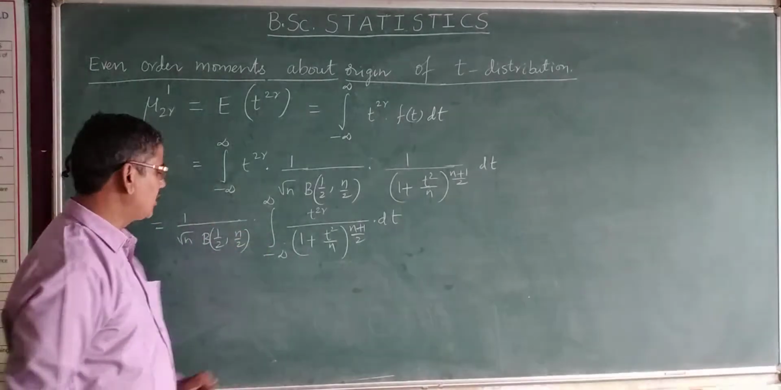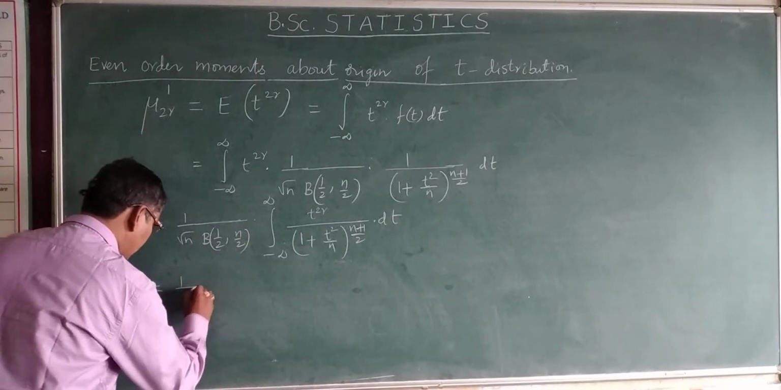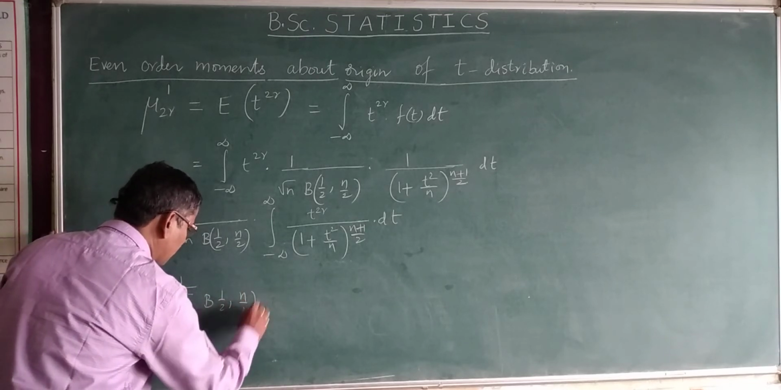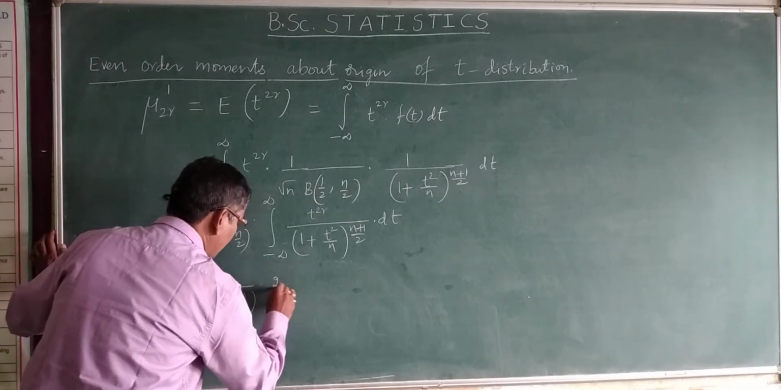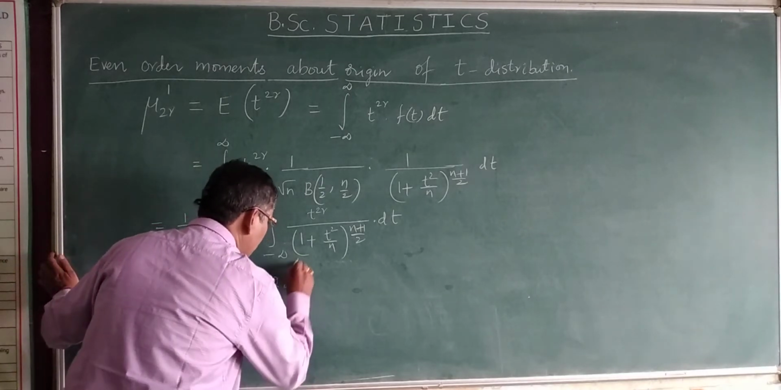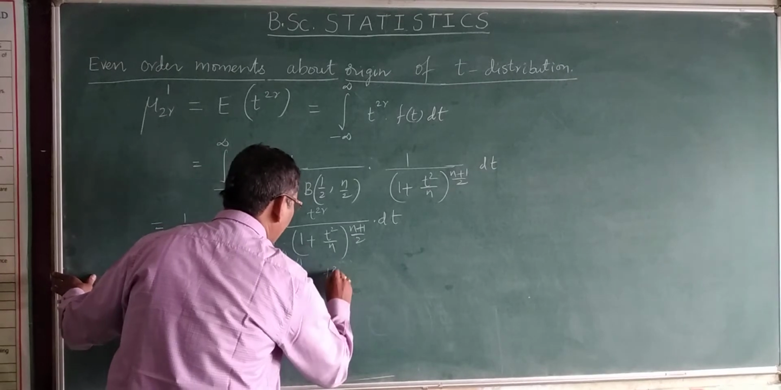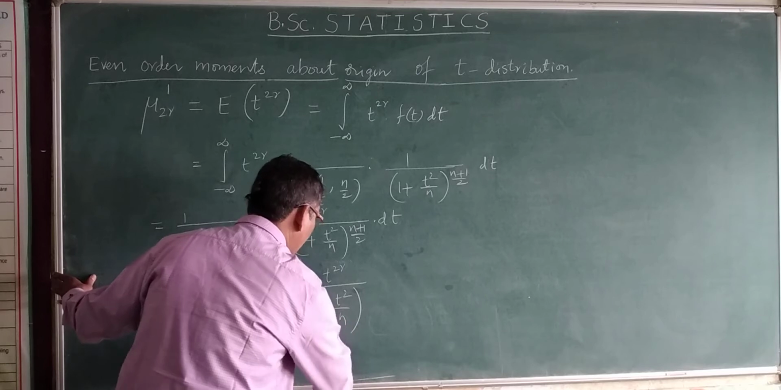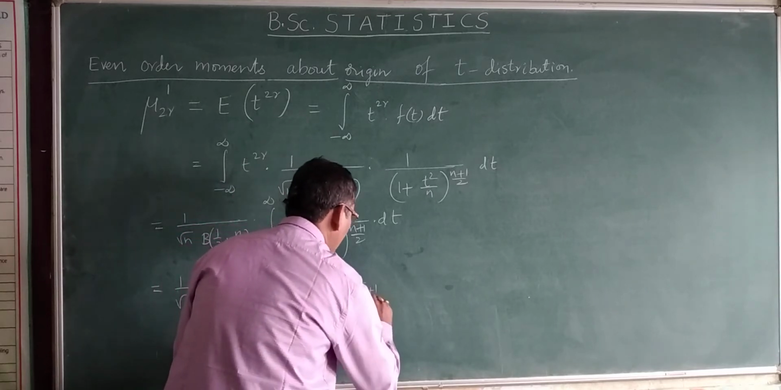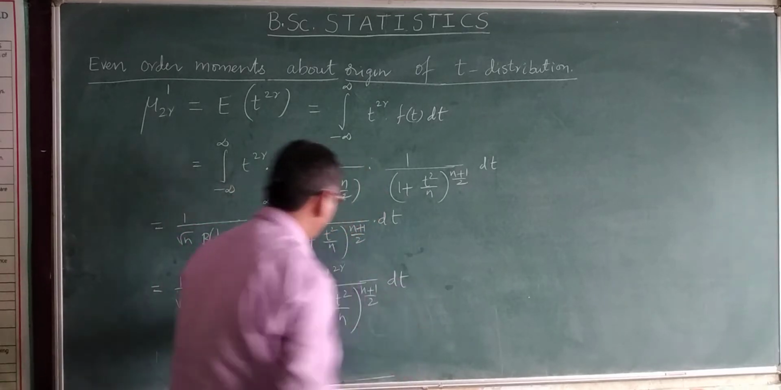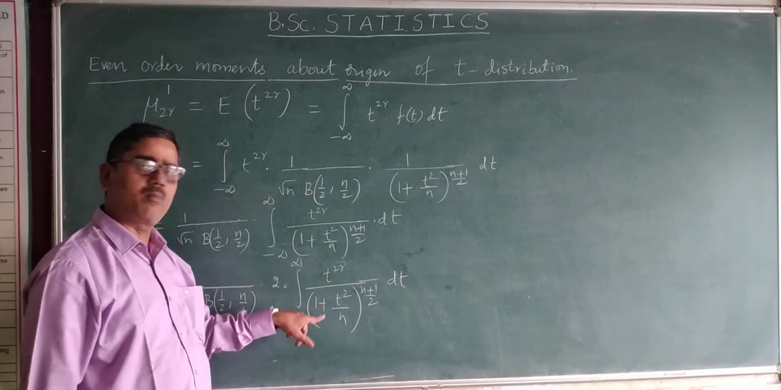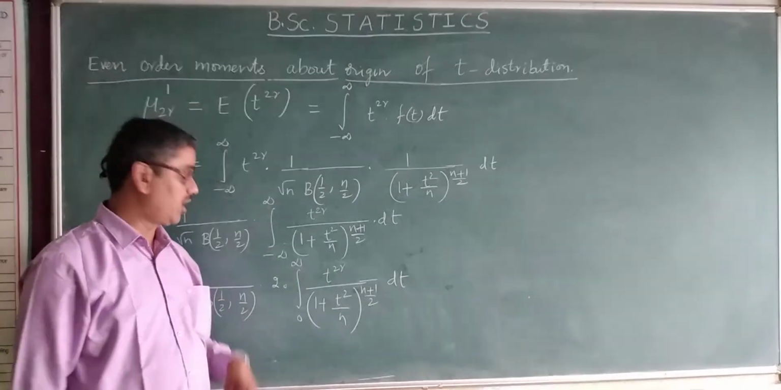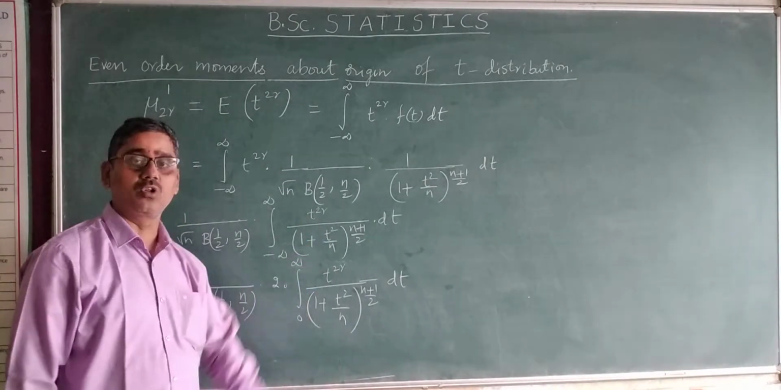So for minus infinity to infinity, we can write it as 1 by root n beta of 1 by 2, n by 2, times twice the integral 0 to infinity t power 2r divided by 1 plus t square by n the whole power n plus 1 by 2 dt. Since t power 2r by 1 plus t square by n whole power n plus 1 by 2 is an even function, we can write it as twice the integral 0 to infinity.